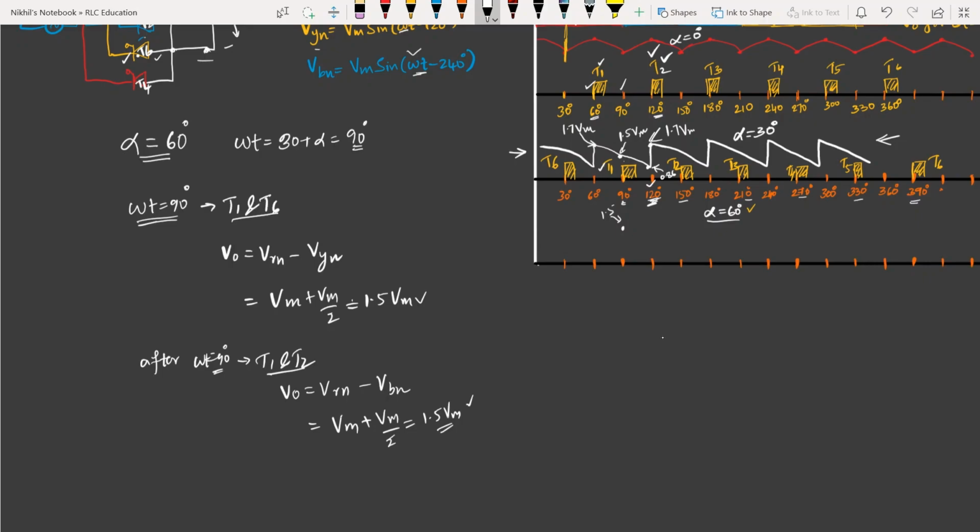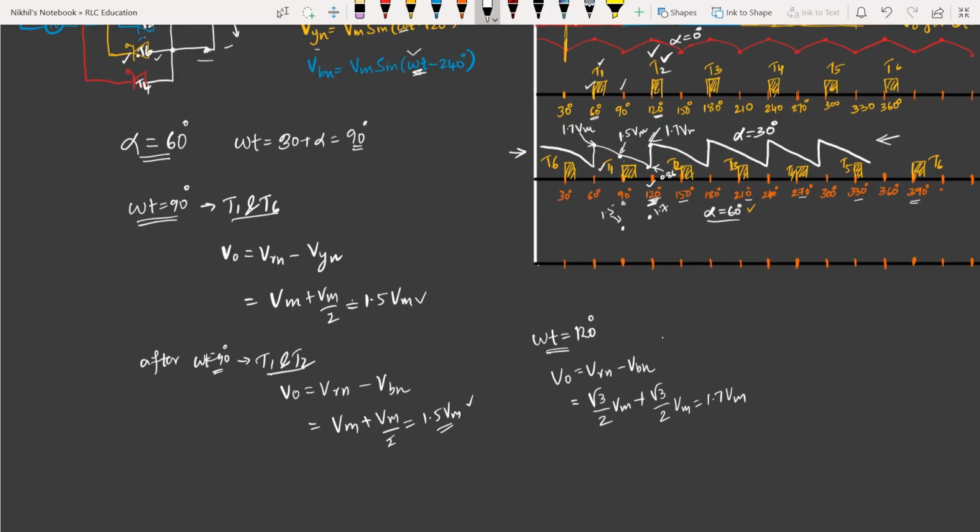Okay, now let us look at the next angle. What will be the voltage? So put omega t is equal to 120 degrees. So anyhow after 90 degrees T1 and T2 are conducting, so output voltage will be Vrn minus Vbn only. So sine 120 degrees will be root 3 by 2. So root 3 by 2 Vm minus Vbn. If you put omega t is equal to 120 degrees, 120 minus 240 is minus 120. Sine of minus 120 will be minus root 3 by 2. Again you will have root 3 by 2 Vm plus root 3 by 2 Vm. This will come out to be 1.7 times of Vm. So the output voltage will have increased to root 3 times. Okay, that is 1.7 times. It has increased at 120 degrees.